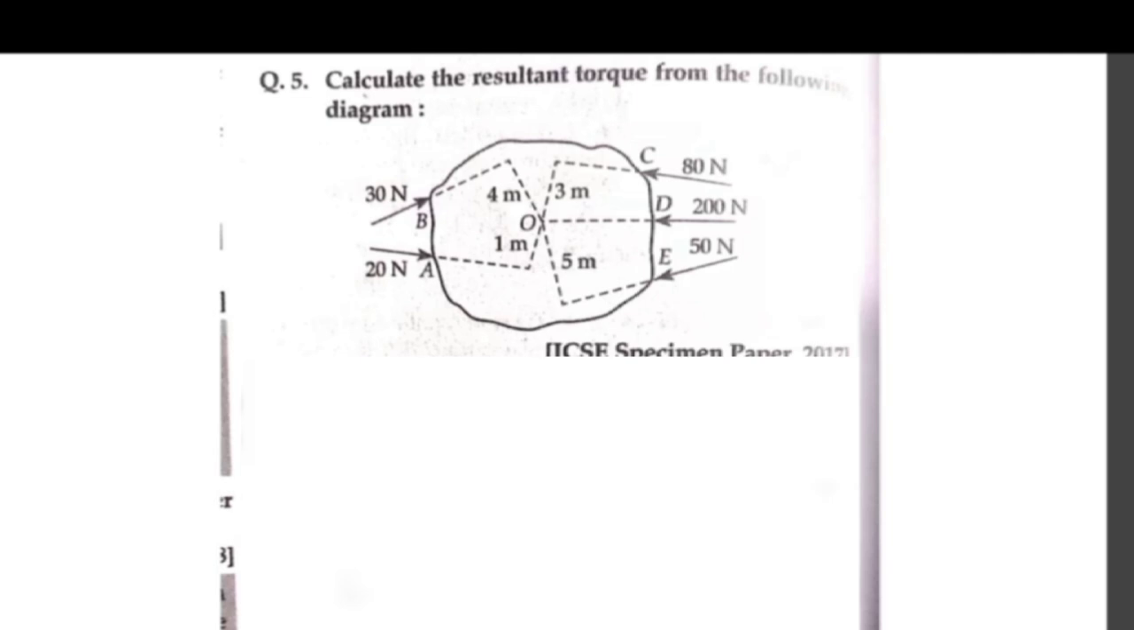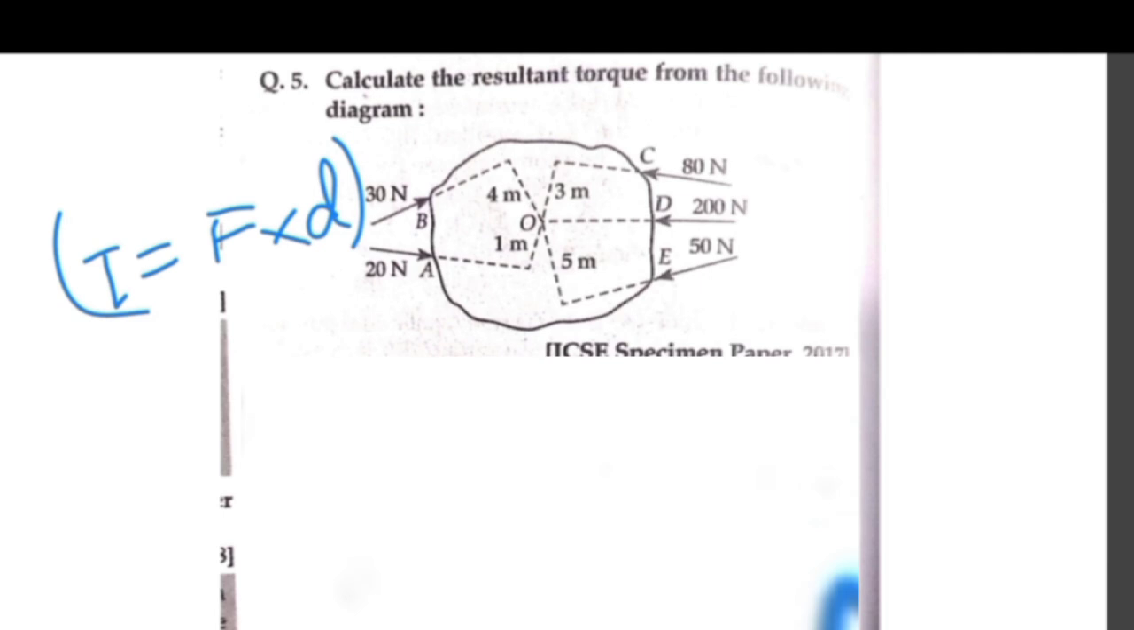In the given figure, a body is acted upon by several forces, namely A, B, C, D and E. We need to calculate the total or the resultant torque due to the forces at the point O. First of all, we need to know the formula. The formula for calculating the torque is equal to force multiplied by the perpendicular distance. We need to consider the clockwise and anti-clockwise moment before solving this problem. Let me show you the clockwise and anti-clockwise moment.